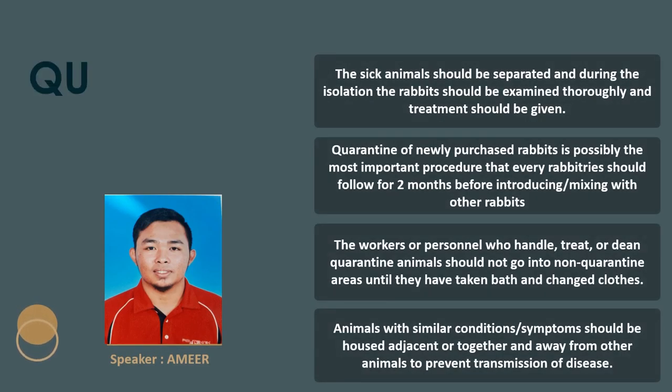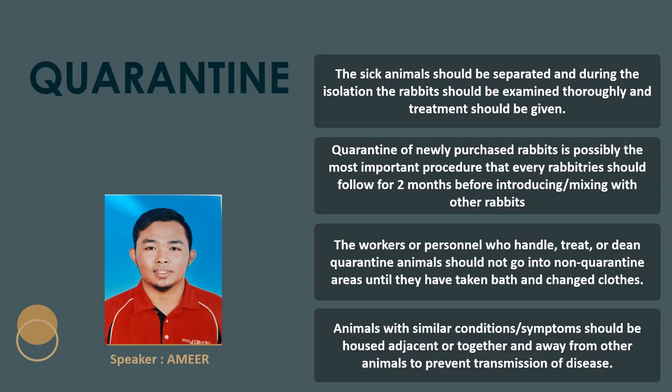Quarantine. The sick animal shall be separated from healthy rabbits and kept in isolation. During the isolation, the rabbit shall be examined thoroughly and treatment shall be given. Quarantine of newly purchased rabbits is possibly the most important procedure that every rabbit farmer shall follow. The worker or personnel who handle, treat or feed quarantined animals should not go into non-quarantine areas until they have taken a bath and changed clothes.